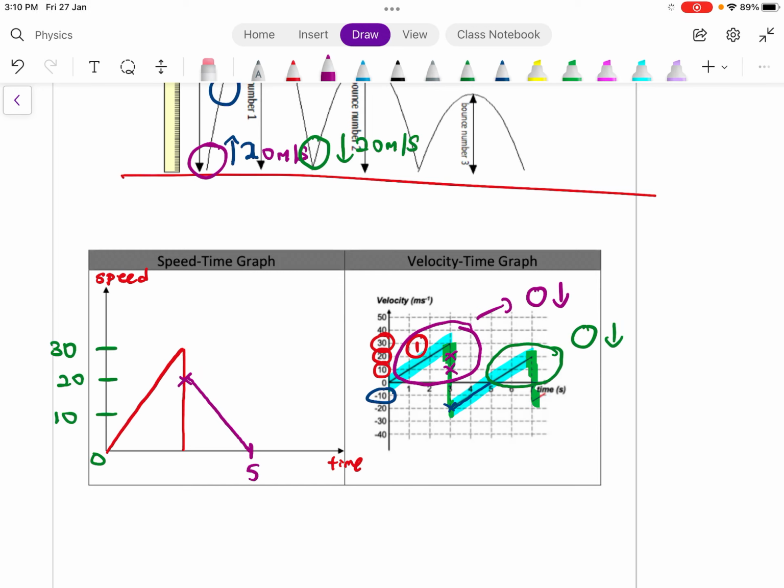Next, you will increase in speed. From 5 to 7 seconds, you will slowly increase in speed because you're moving downwards. You increase in speed to 20 meters per second. That is how you sketch the speed-time graph.